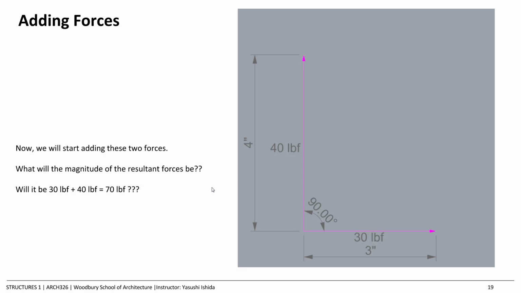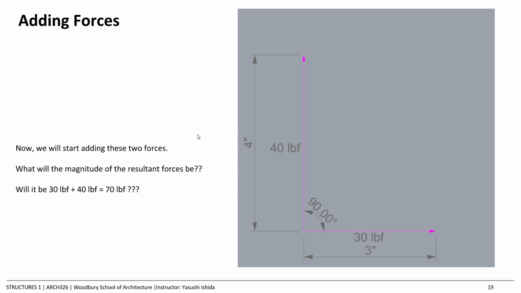So now, this is fairly simple, but it's important because I realized some people misunderstood it last semester. We want to add these two forces by doing a vector addition, so what will the magnitude of the resultant force be? Will it be 30 plus 40, 70-pound force? Yes or no? No, right? So that's one thing that you have to remember.